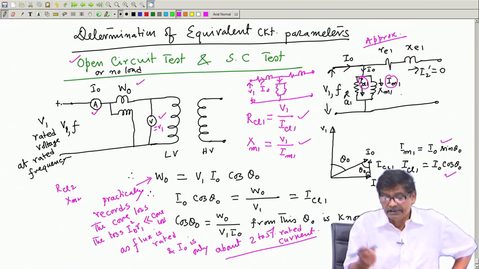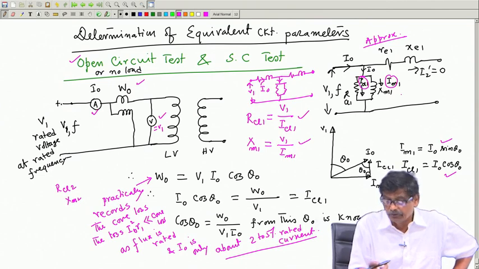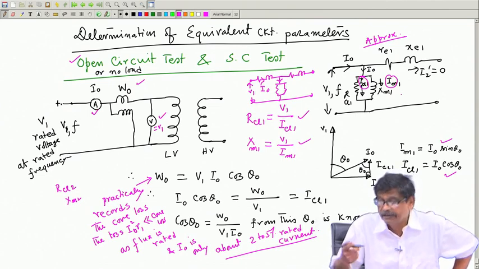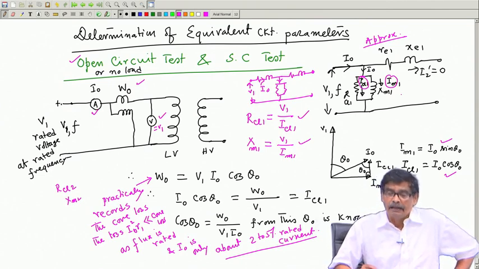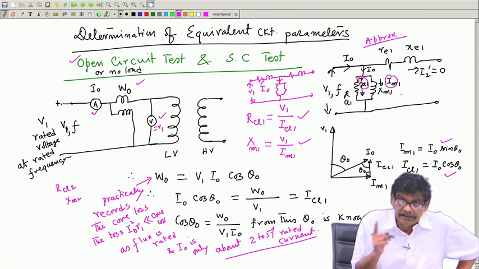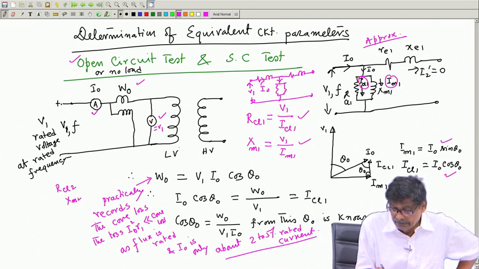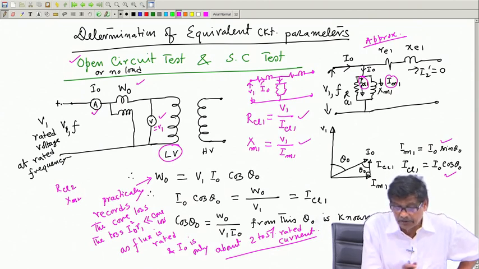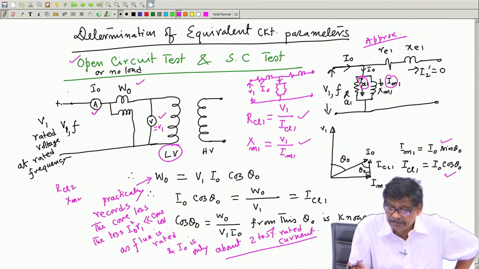We will continue with the SC test to determine these parameters in the next class. And remember that generally, the reason I have not told yet, the open circuit test is carried out from the LV side. From the LV side means there you connect the supply, and the HV side is kept open.